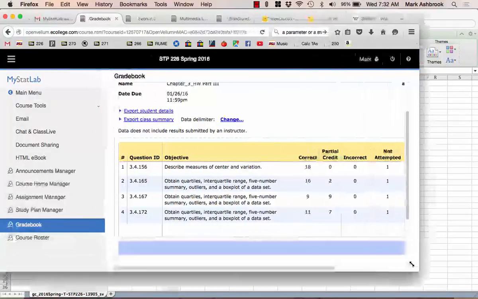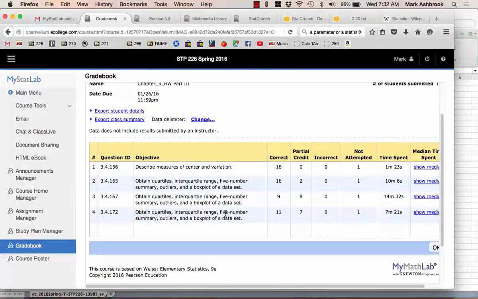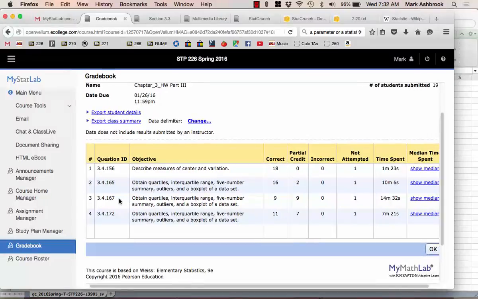Okay, so let's look at this third problem. It had slightly more difficulty, so let's do that third one. 3.4.167.